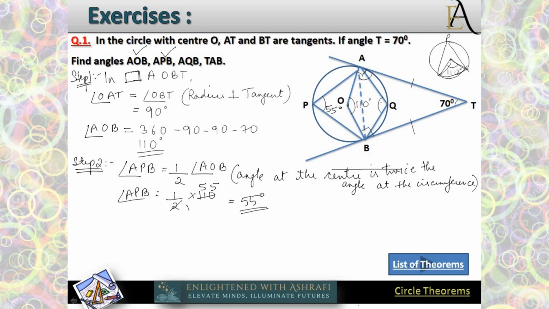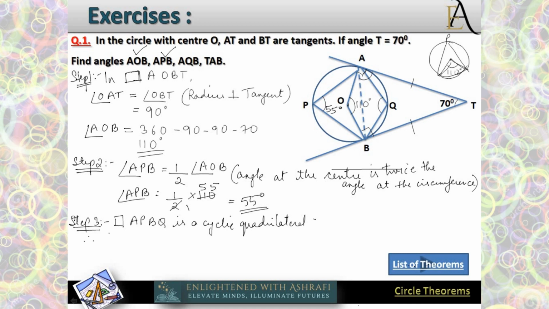Now let's find, if you look over here, PAQB, it's a cyclic quadrilateral, since these vertices are on the circumference. So step 3, quadrilateral APBQ is a cyclic quadrilateral.